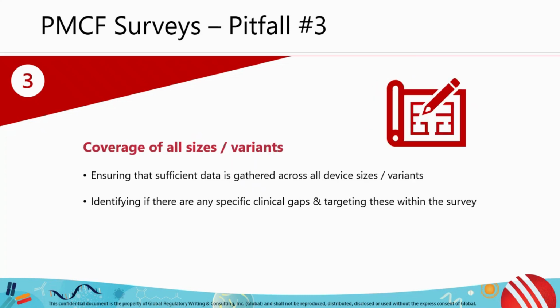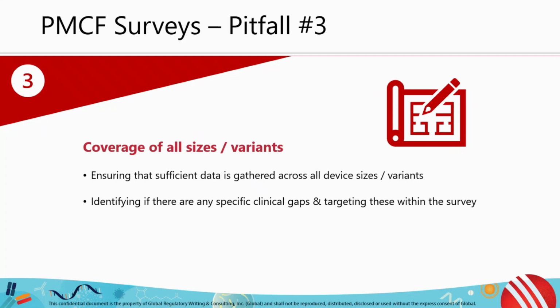Coverage of all sizes and variants. Now, this is so important. We regularly see manufacturers come and do a survey and they collect data on their, let's say it's a catheter, and they get their mid-size catheter. All the data is on that mid-size. Is that sufficient though? Because potentially there could be a greater risk with the larger size or the smaller size. So you need to ensure that you get sufficient data gathered across all device sizes and variants.